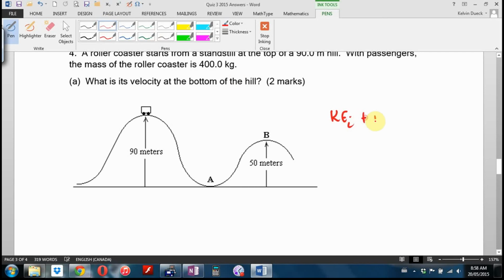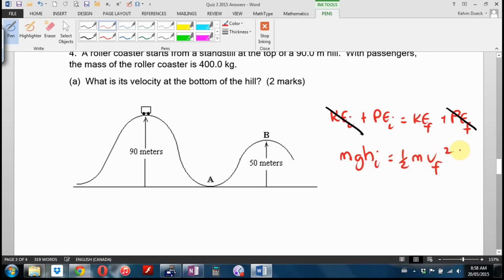KE initial, PE initial, KE final, PE final. I think I can say we started at rest, and at the bottom of the hill, we're at the bottom of the hill. Oh, this is actually going to be kind of nice. I'm going to get mgh initial equals a half mv final squared. Kate, is there an m in everything this time? Do the masses cancel this time? Excellent.